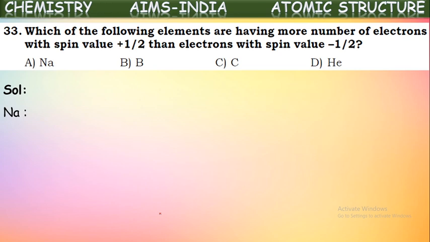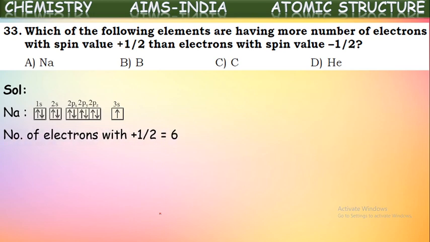See, sodium, we know its atomic number is 11 and its configuration is 1s2, 2s2, 2p6, 3s1. Now, if we observe the electrons with a positive spin or clockwise spin, with value plus half, there are totally 6 electrons.